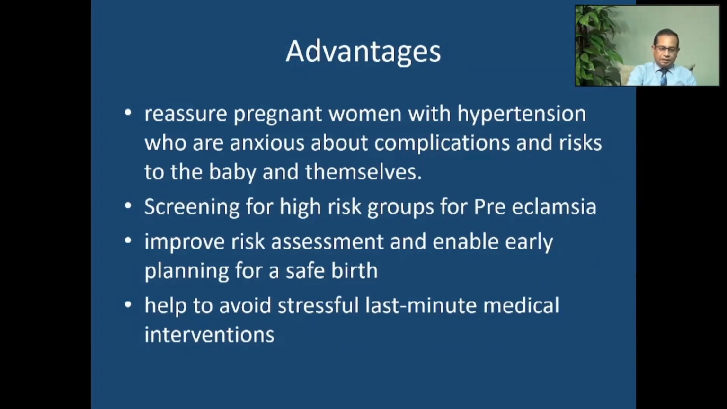And the third one is improved risk assessment and enabling early planning for a safe birth. Because if this test can be done in a hospital, we can plan for a safe birth, because we can go ahead with the risk assessment. And also it helps to avoid stressful last minute medical interventions. Sometimes there may be various interventions at the last minute from a medical point of view in a patient with preeclampsia or eclampsia. So we can avoid that by doing this test.